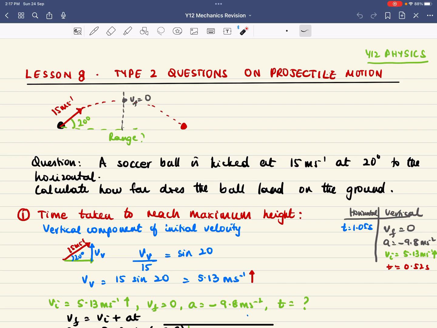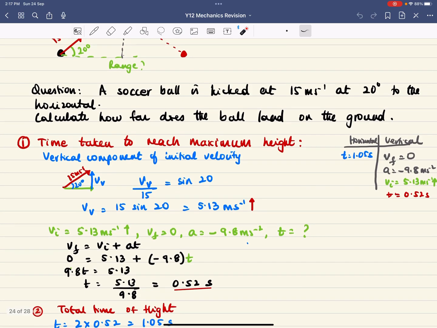The other thing we need to keep in mind is that the time taken to go the whole way is twice the time it takes to go halfway, which is the same time as it takes to go from the bottom up. So this is how we solve these problems.